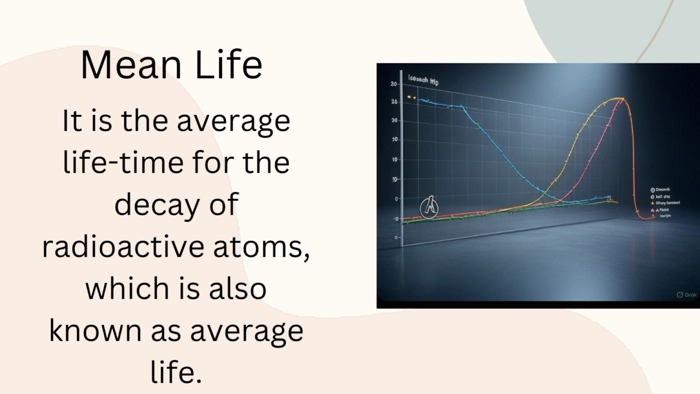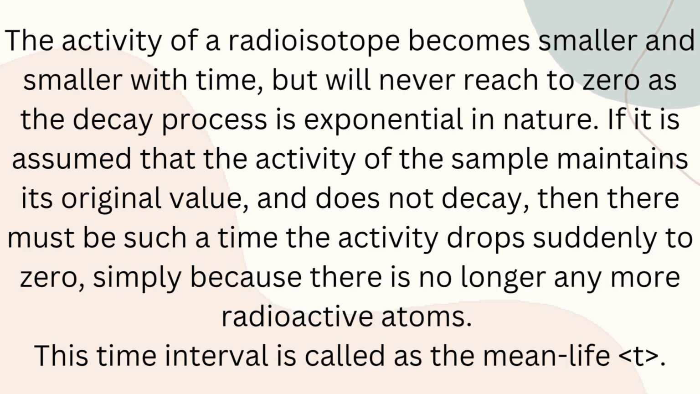Mean life. It is the average lifetime for the decay of radioactive atoms, which is also known as average life. The activity of a radioisotope becomes smaller and smaller with time but never reaches zero, as the decay process is exponential in nature. If it is assumed that the activity of the sample maintains its original value and does not decay, then there must be a time at which the activity drops suddenly to zero, simply because there are no longer any more radioactive atoms. This time interval is called the mean life.